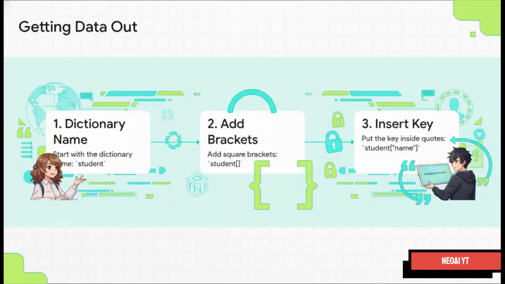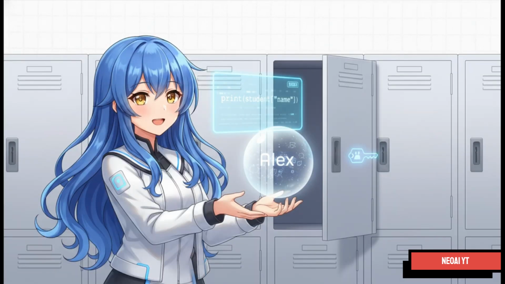It's a simple three-step recipe. Ready? First, you just type the name of your dictionary, in this case, student. Second, you add a pair of square brackets right after it. And third, inside those brackets, you put the exact key for the value you want wrapped up in quotes. And boom, just like that. If we print student with the key name, Python instantly dives into that student dictionary, finds the key name, and hands us back the value it's connected to, Alex. It's like yelling to your smart locker, "Hey, what's in the compartment labeled name?" And it just tells you.